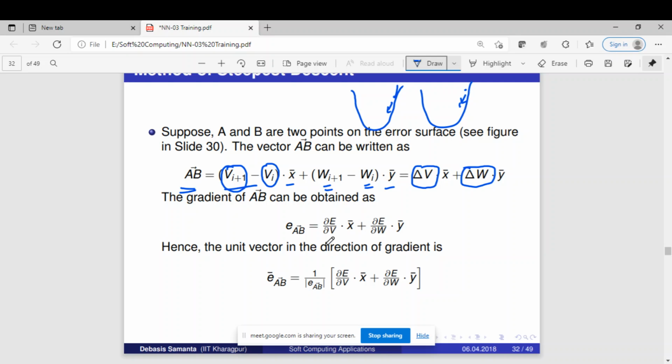So change of error with respect to v. When you change v alone, how much the error is going to change. Similarly, when you change w alone, how much the error is going to change. This w and v are nothing but weights.